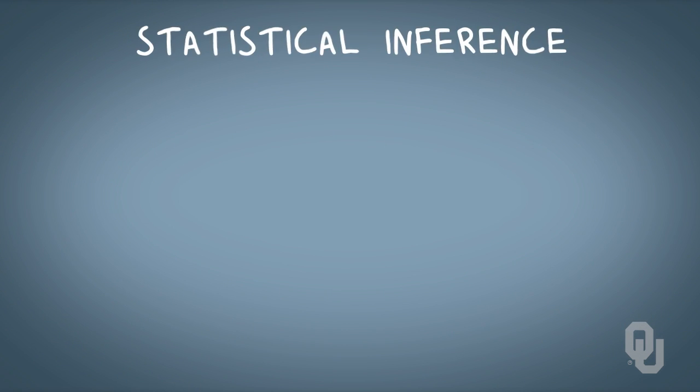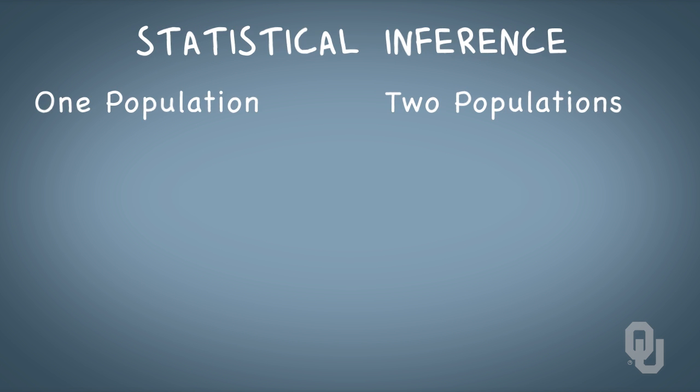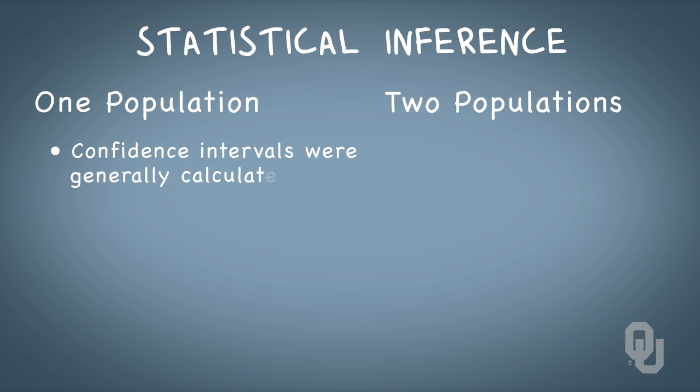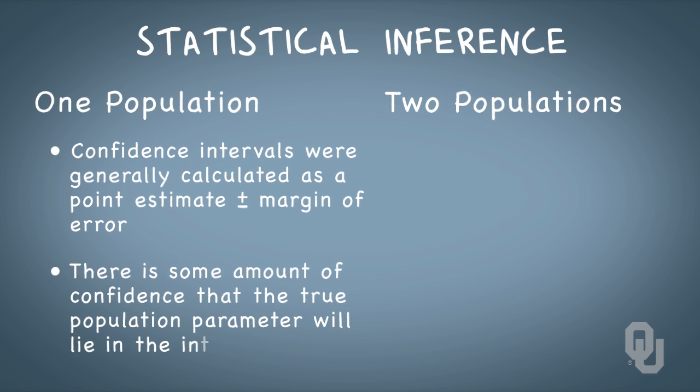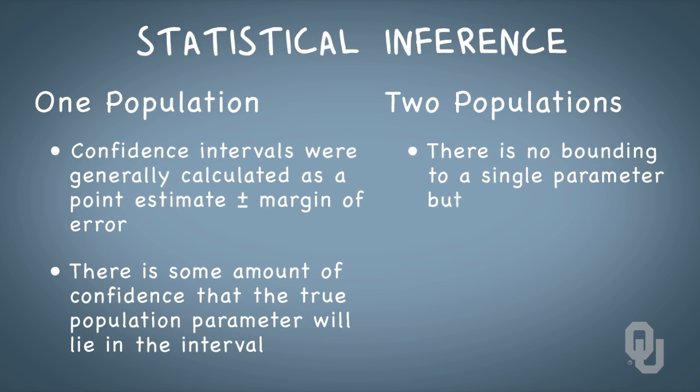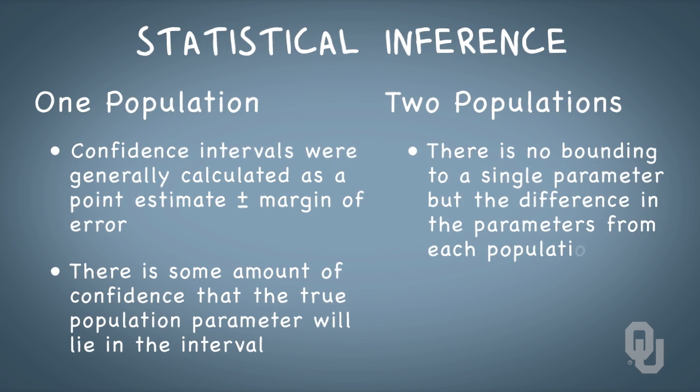Statistical inference broadly works the same way for two populations as it did for one population. With a single population, confidence intervals were generally calculated as a point estimate plus and minus a margin of error. And we had some amount of confidence that the true population parameter from that one population would lie in that interval. With two populations, we're not bounding a single parameter, but the difference in parameters from each population.